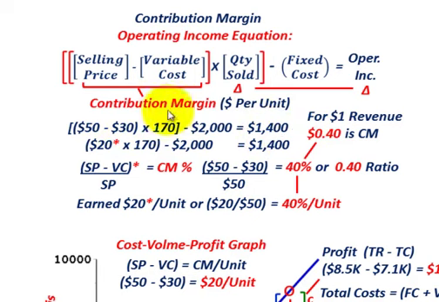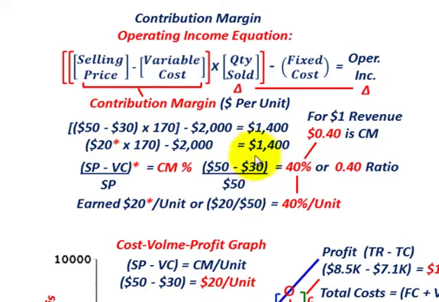Okay, so contribution margin is simply the difference between selling price and variable cost. That's $20 times our quantity sold, 170 units here, minus the $2,000 fixed cost. Again, that equals our $1,400. Just to point out, contribution margin is the selling price minus the variable cost.